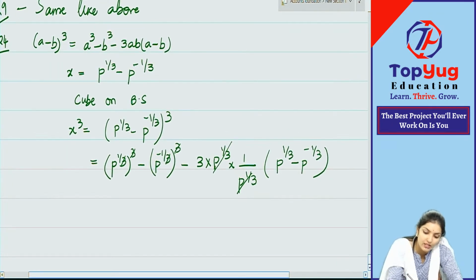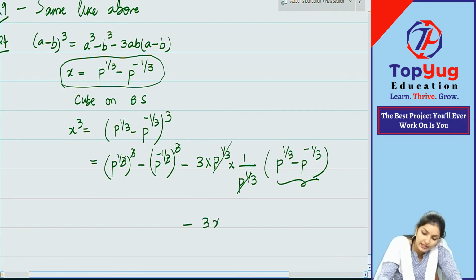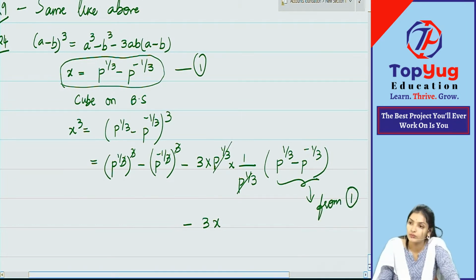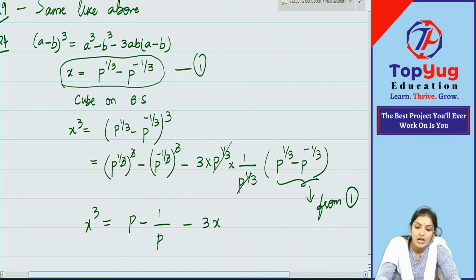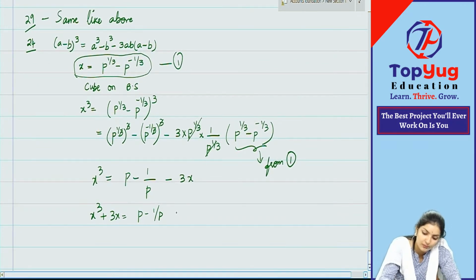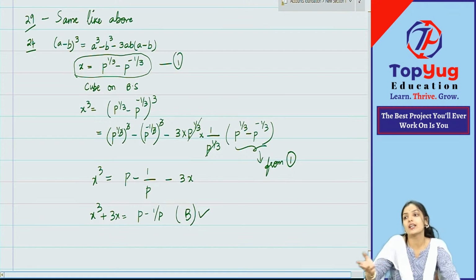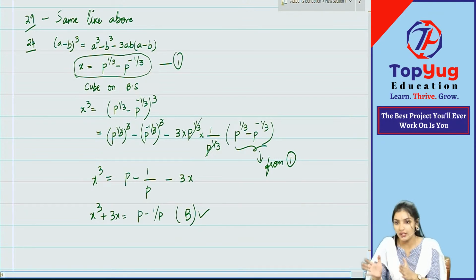Now listen carefully to this part. This one I am just circling. So this part, can I write it as x directly? So I'll write minus 3x. This is, suppose, 1. So from 1, it is x cube equals p minus 1 by p, and I put 3x that side. So x cube plus 3x is equal to p minus 1 by p. Which option is it? Option B. That's it. Not even a minute. Copy down, think about it and then write.